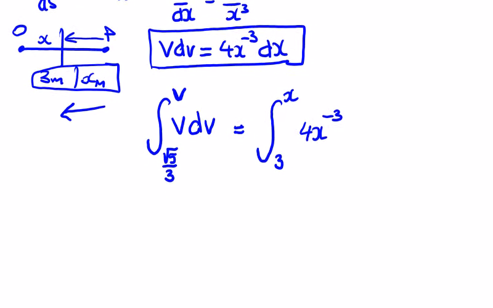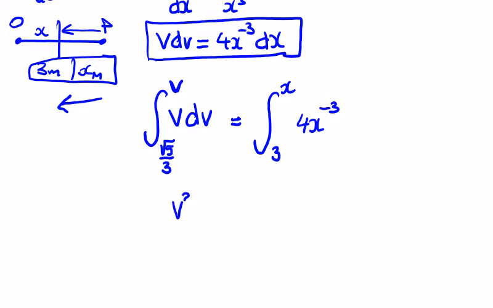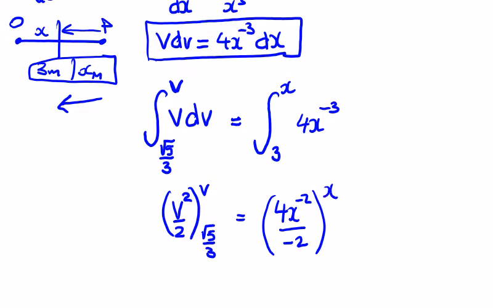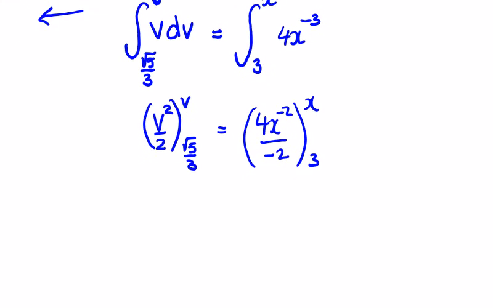So if we integrate both sides, we're going to get v to the power 2 over 2 on the left hand side, between v and √5/3, equal to 4x to the minus 2 over minus 2 on the right hand side, between x and 3. So the left hand side is going to give me v²/2 minus, we're going to get √5/3 squared over 2. So it's going to be 5/9 over 2. So 5/9 times 2, 18.